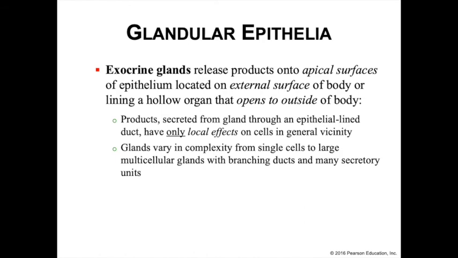Exocrine glands, this is going to be your sweat glands, your oil glands, your mucus glands. These are all exocrine glands. So they actually excrete to the external surface, usually for moisture, to keep us lubricated, that type of thing. Or if it's sweat glands, it's going to be to keep us cool.